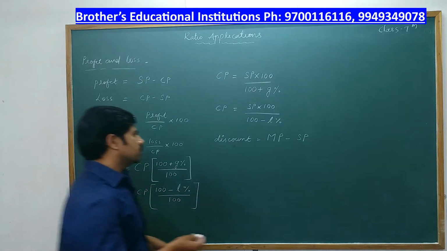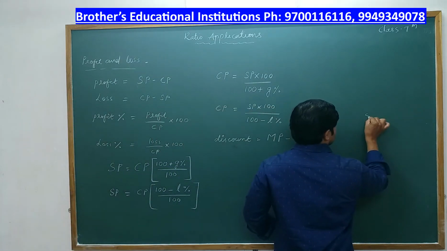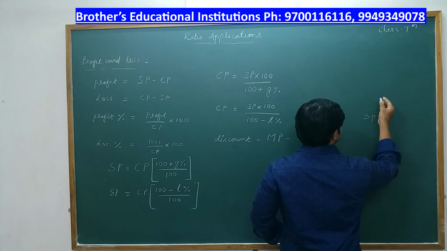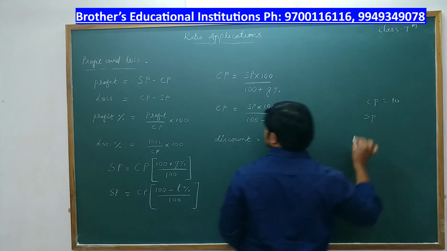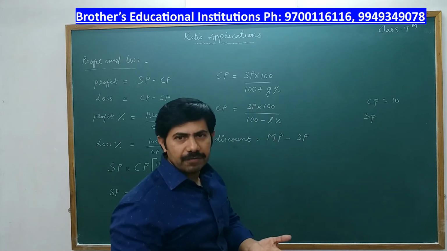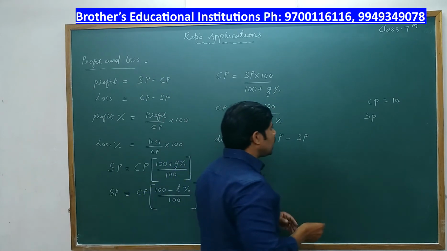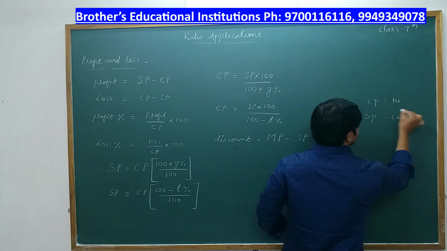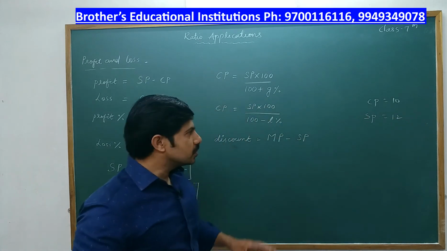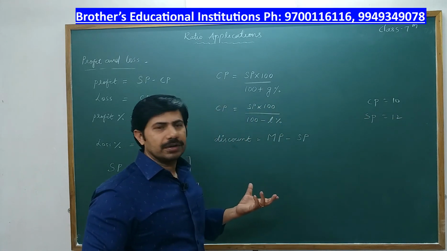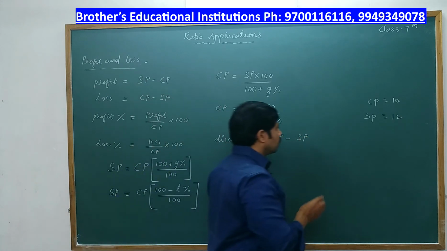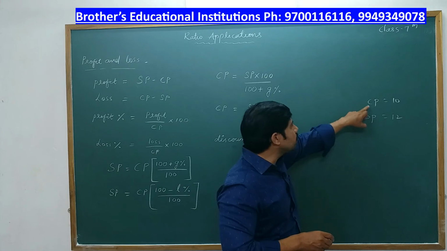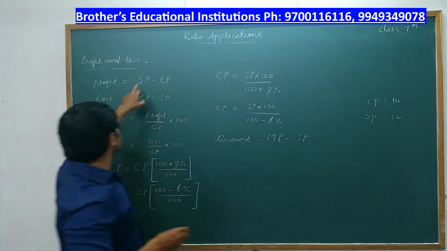Suppose a person purchased a pen for 10 rupees. Now he is selling that pen for 12 rupees. Right? So what is the profit? The profit is 2 rupees. How can you say it is 2 rupees? The profit is nothing but selling price minus cost price. So this is a formula.